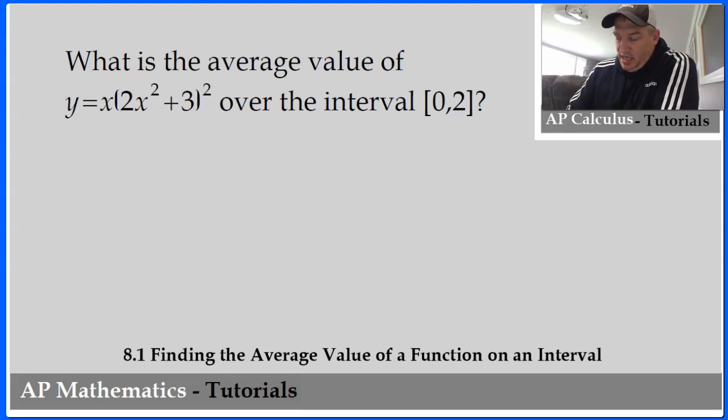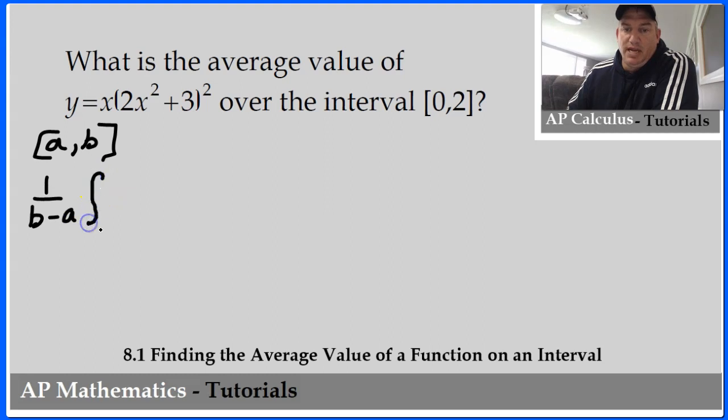Before we start, let's remind ourselves what the formula is for an average value over a closed interval, a to b. And that would be 1 over b minus a multiplied by the integral from a to b of a function f of x dx.